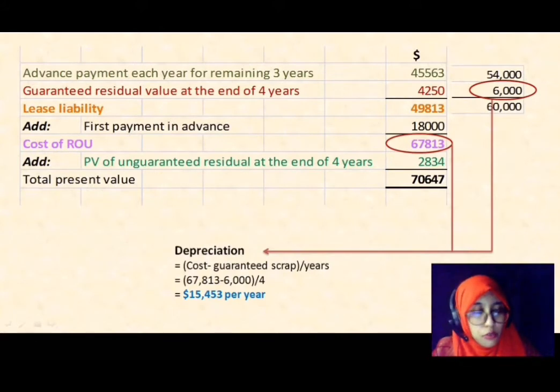So we need to find the depreciation. Here is the formula: cost minus guaranteed scrap over years. We want to list this item for 4 years, so we need to divide by 4, and we take the cost of ROU. So ROU cost minus the guaranteed scrap, which is 6,000, and then we divide by 4. We will get 15,453 per year.